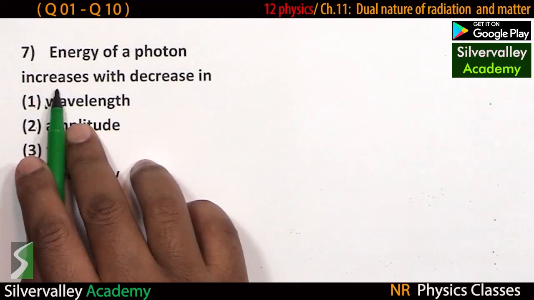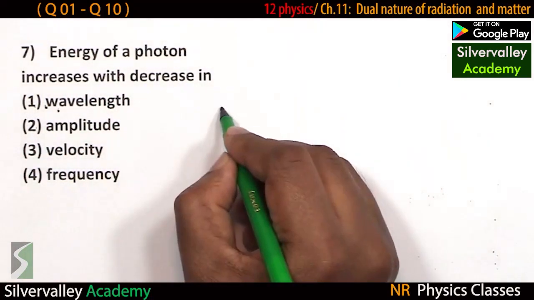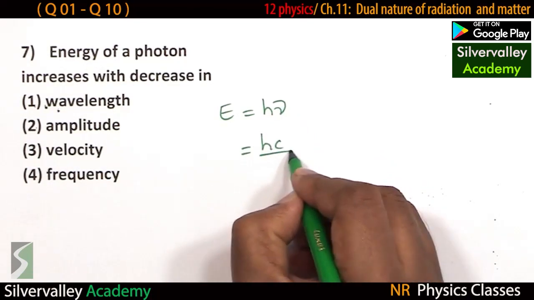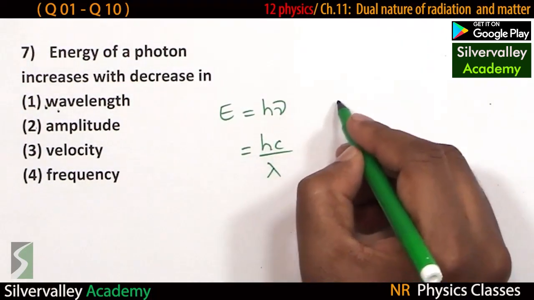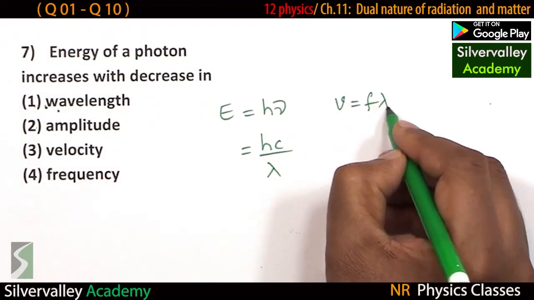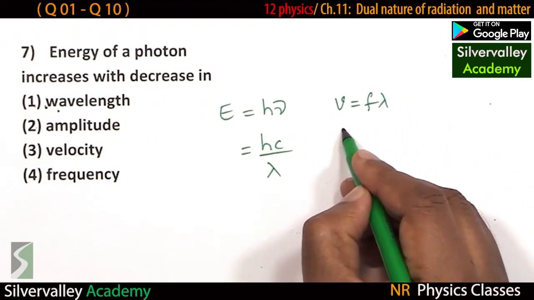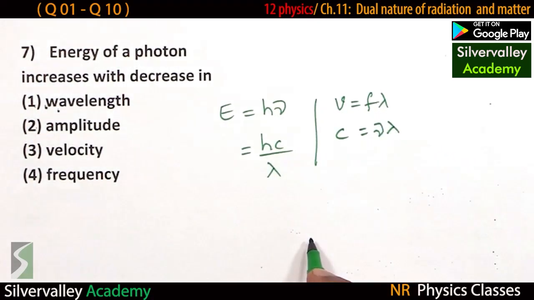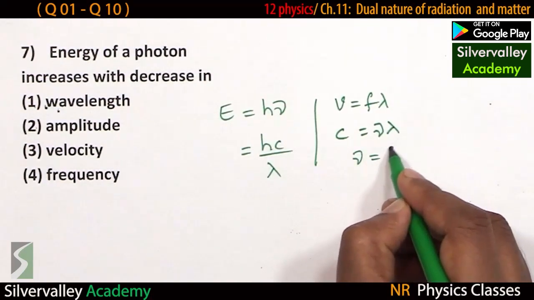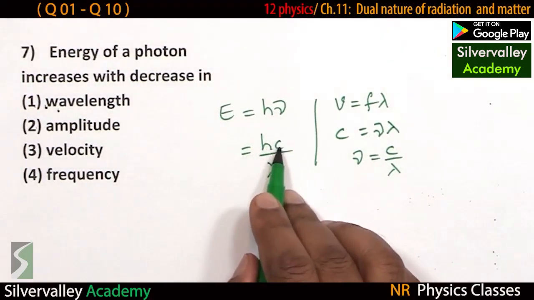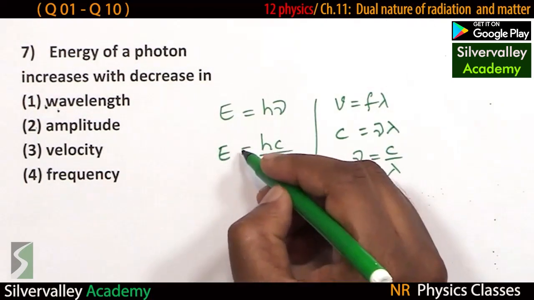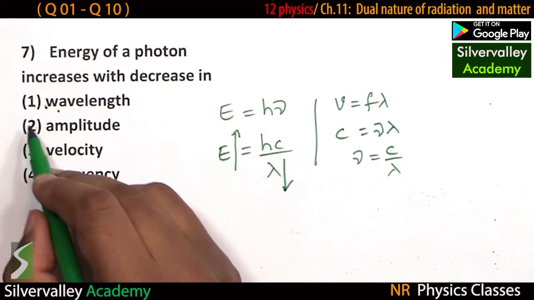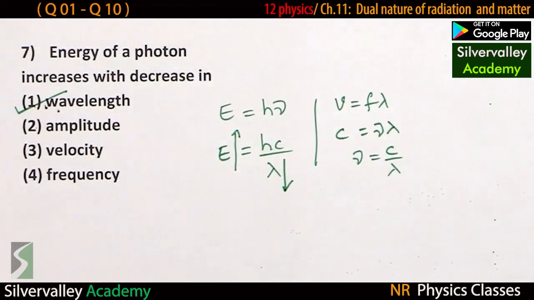Energy of a photon increases with decrease in. So energy is h nu equal to hc by lambda, because v equal to f lambda, isn't it? So in place of v, let me write c. Frequency nu lambda. So frequency is c by lambda. So nu is c by lambda. So energy increases with the decrease in wavelength. With the decrease in wavelength.